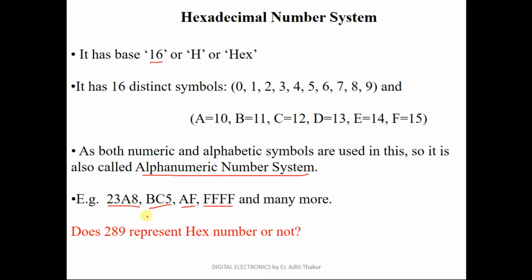Now here is one question: does 289 represent a hex number or not? Now here is the answer. Yes, it does. Why? Because 2, 8 as well as 9, all three digits are present in the hexadecimal number symbols.